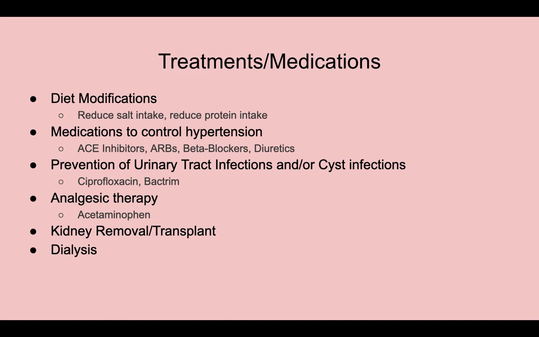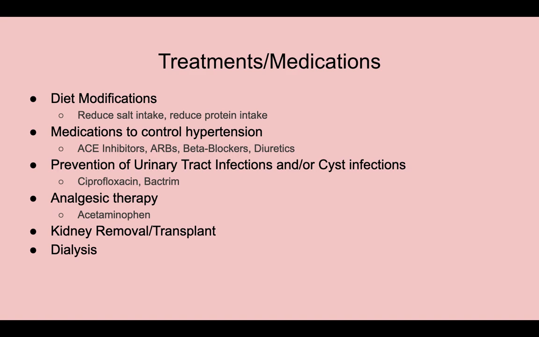The meds to control the main symptom of hypertension include ACE inhibitors, angiotensin receptor blockers, beta blockers, and diuretics. They all work differently, but they're all mainly focused on controlling that hypertension. And then also patients will have frequent urinary tract infections and or infections in the cysts. So for this, you normally give ciprofloxacin and or Bactrim.